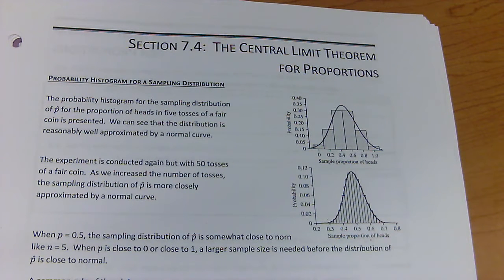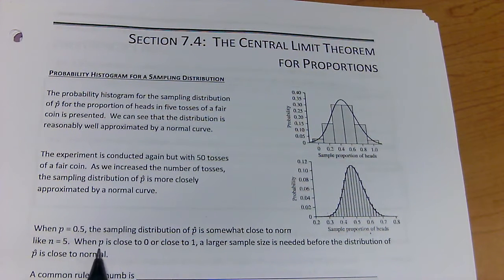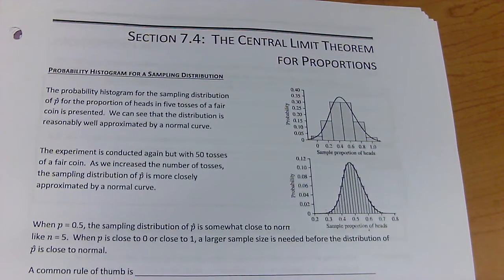Wonderful. So when the proportion of the population is 0.5, the sampling distribution is somewhat close to normal. When P is close to 0 or close to 1, a large sample size is needed before the distribution is close to normal. So if it's 0.5, it's going to be normal. But let's look at what our common rule of thumb is going to be.